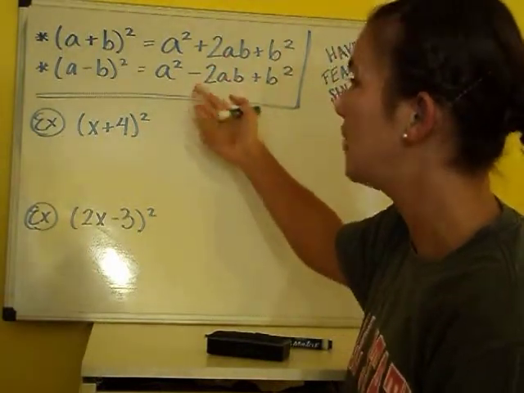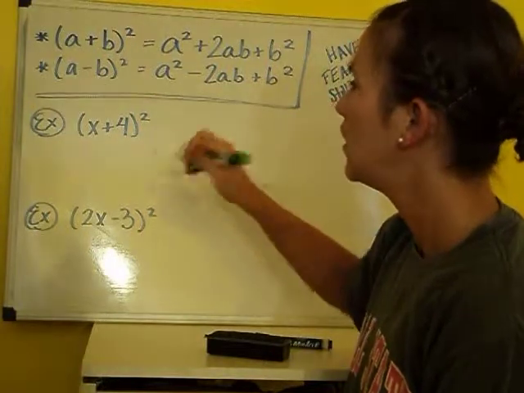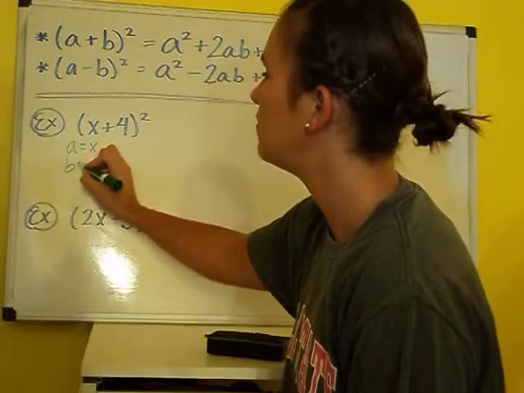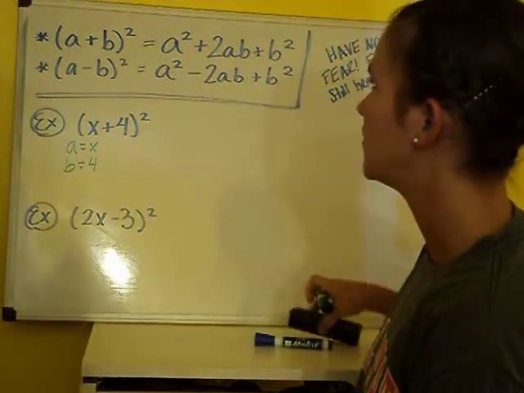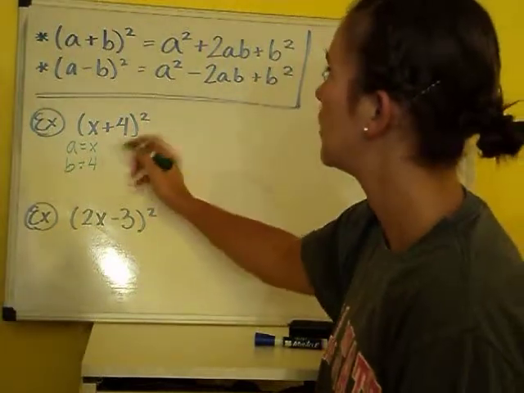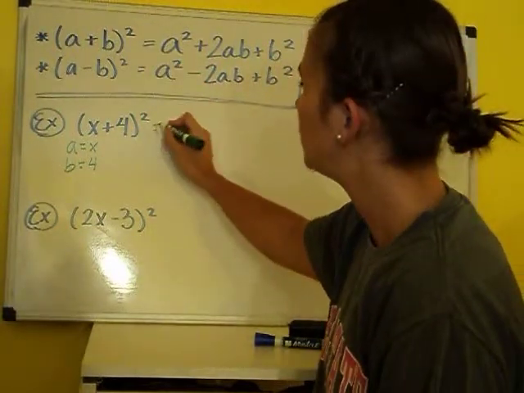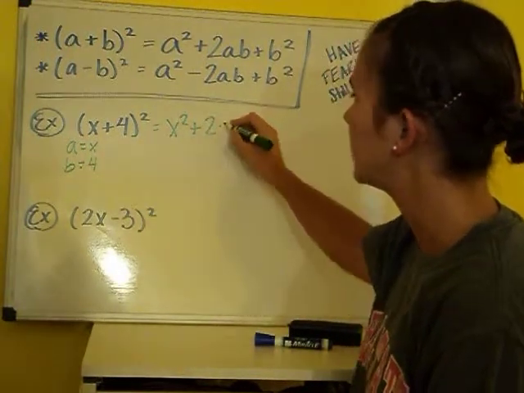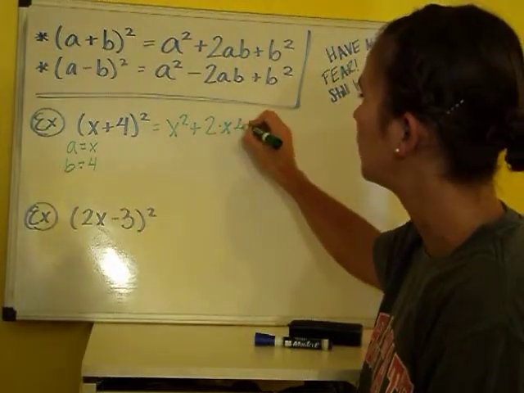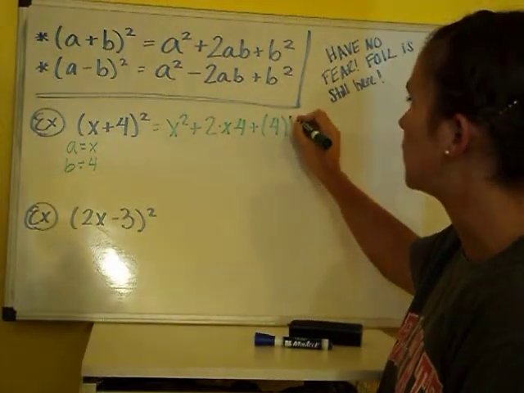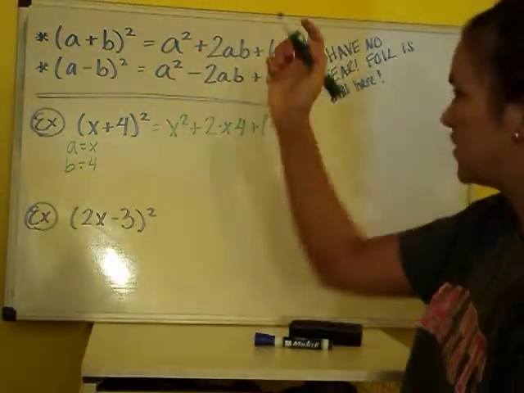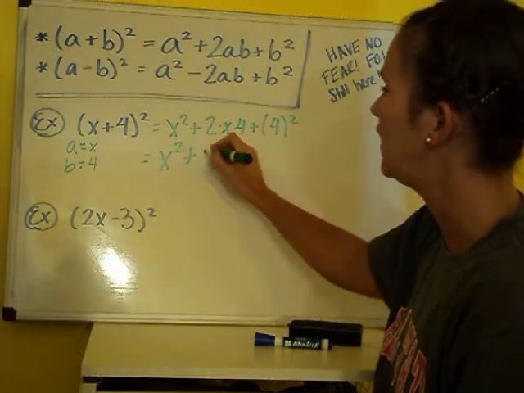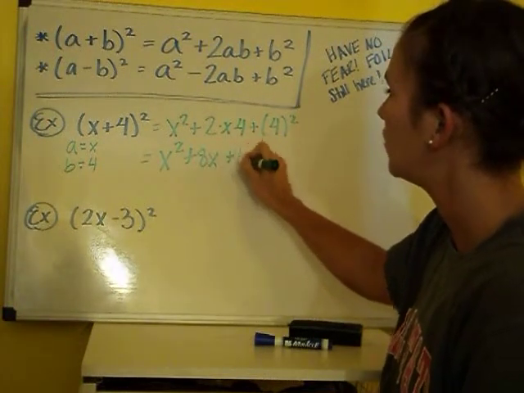So using this pattern, if we have x plus 4 squared, the first one listed is going to be your a. So a is going to be x, and b is going to be 4. Since I'm adding, I'm going to use this formula. So I'm going to have my a squared, which would be x squared, plus 2 times a, which is x, times b, which is 4, plus my b squared. Then we just simplify, and we get x squared plus 2 times 4 is 8, x plus 16. Done.